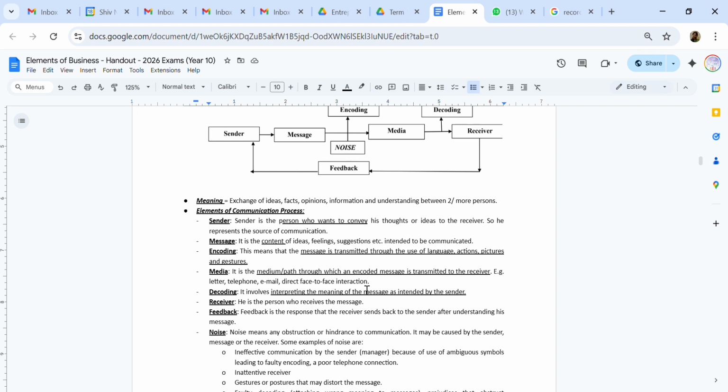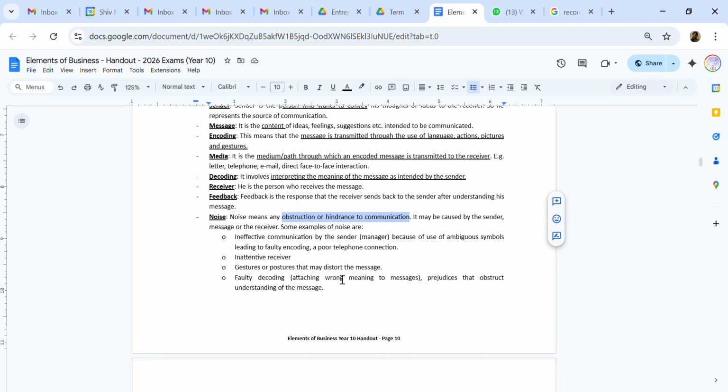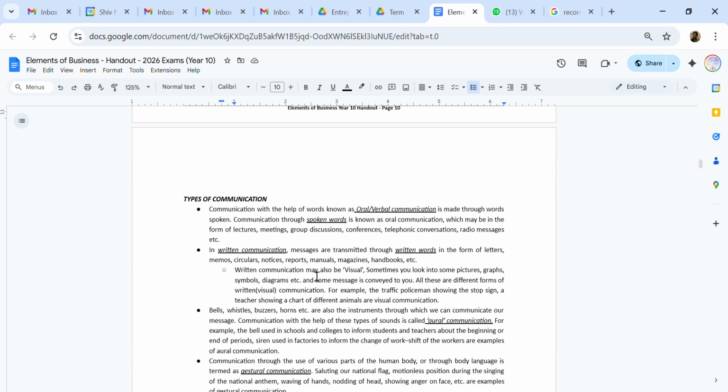One key element in the process is noise, which means any obstruction or hindrance to communication. It may be due to ineffective communication, it may be because of the inattention of the receiver, it may be because of faulty decoding. For example, any kind of element that keeps the receiver from understanding the message.